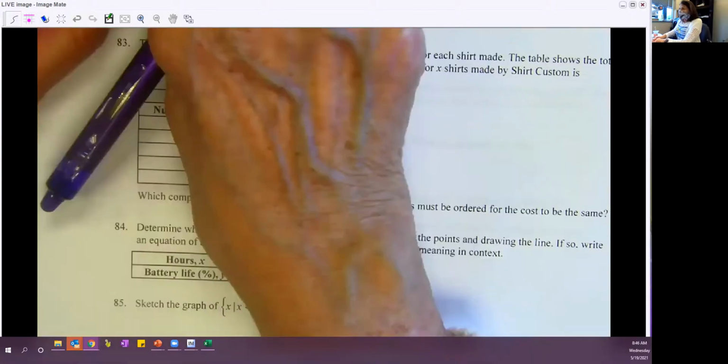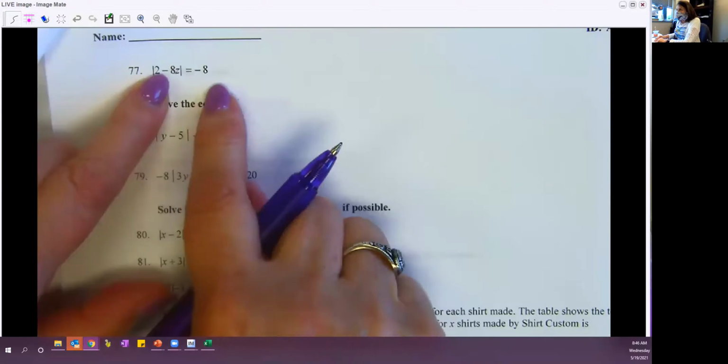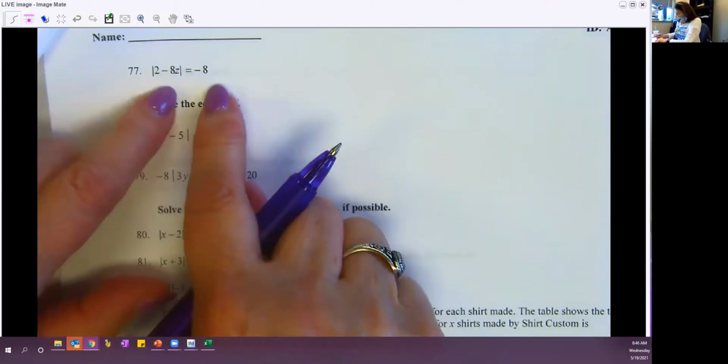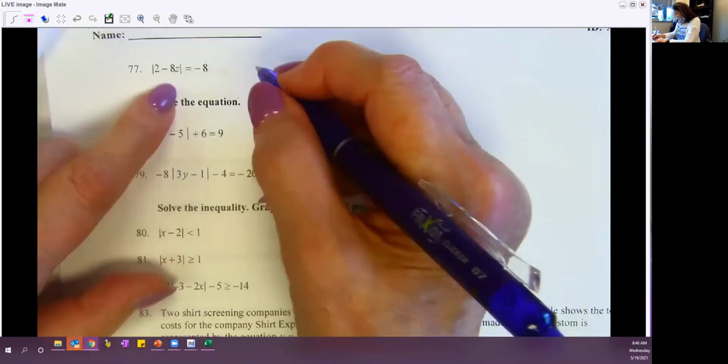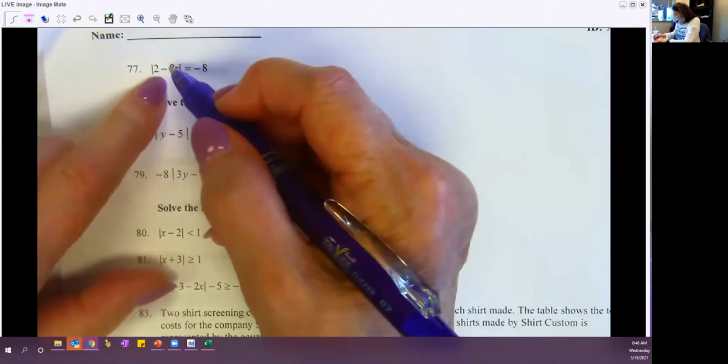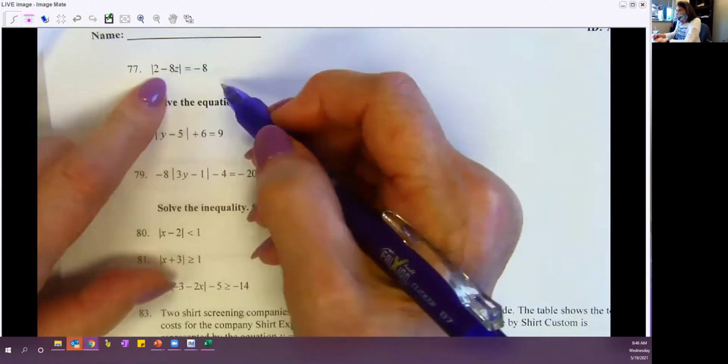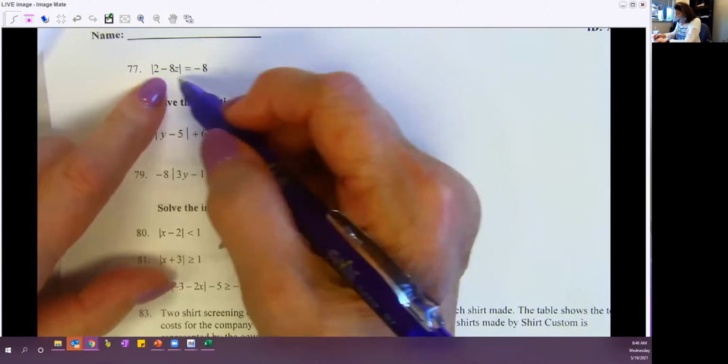Can absolute value ever be equal to a negative number? So there is no solution because the absolute value cannot equal a negative number. It always is positive.